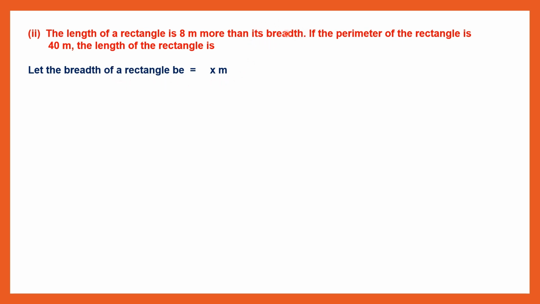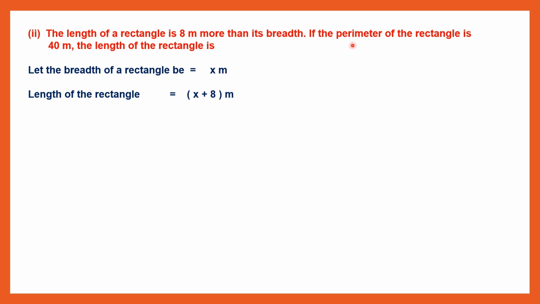So we're going to take the breadth to be x meters. Now the length is 8 more than this, which means the length will be x plus 8, isn't it? This is the breadth of the rectangle. Breadth plus 8 will give us the length of the rectangle. So we've got the length, we've got the breadth.